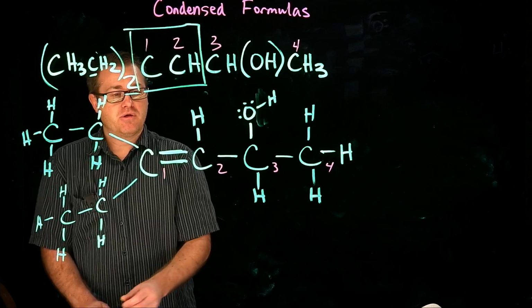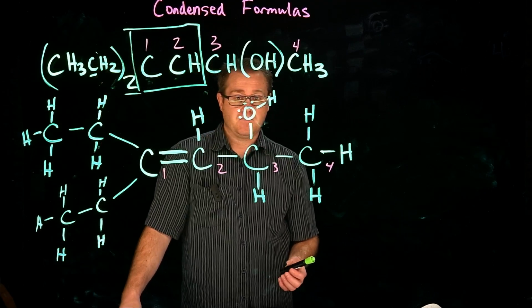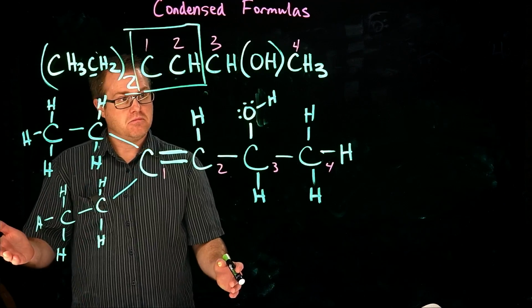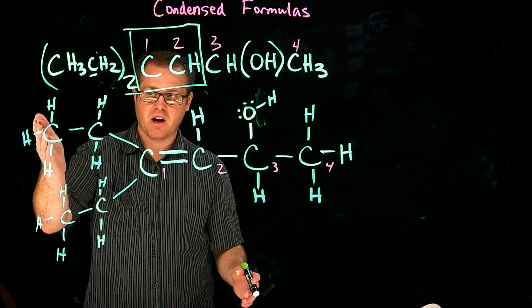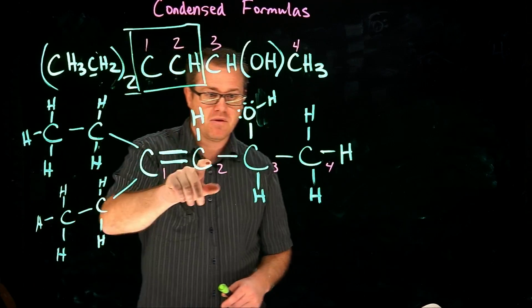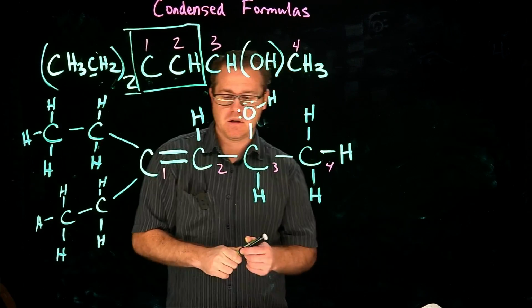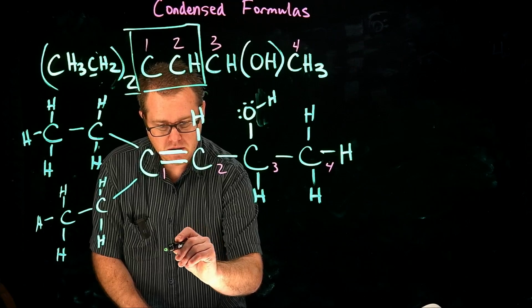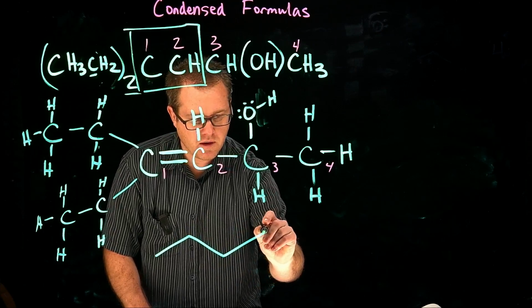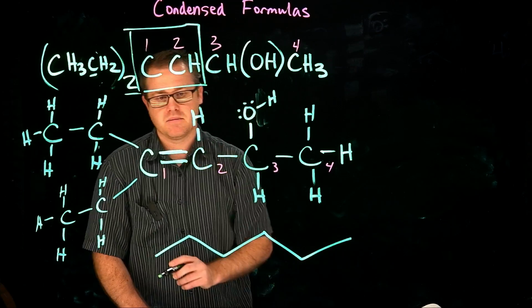So when we go to draw the zigzag here, you could do it like I've always been doing: the longest carbon chain that's more or less horizontal. So 1, 2, 3, 4, 5, 6. Right? So I'm just going to do that. 1, 2, 3, 4, 5, 6.